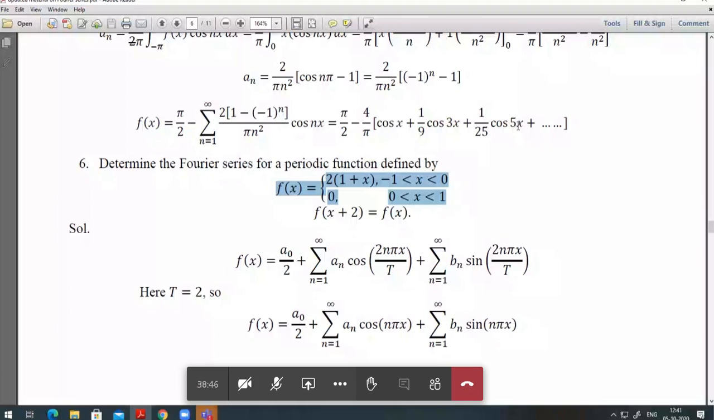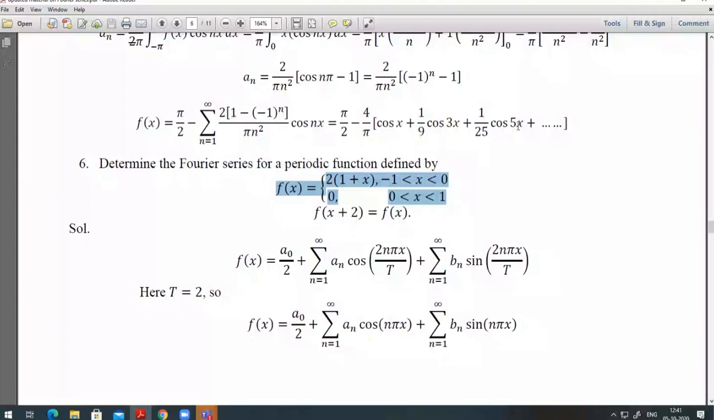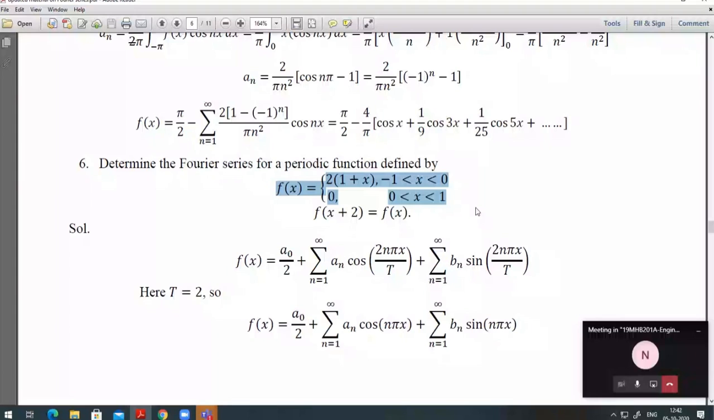Oh, no. How is it odd? If you take this first 2 into 1 plus x, and replace x by minus x, what will I get? I will get 2 times 1 minus x. Is there 2 times 1 minus x in phi2? Phi2 is 0, right? So this function is neither even nor odd. We cannot say anything about odd and even.